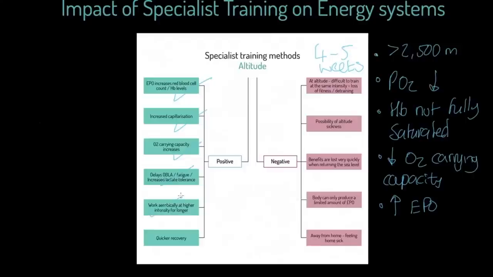So when we come back down to sea level, we can actually run at a higher pace without getting towards our lactate threshold and OBLA. And therefore, we can also recover faster because, of course, recovery is aerobic. But of course, there are negatives.